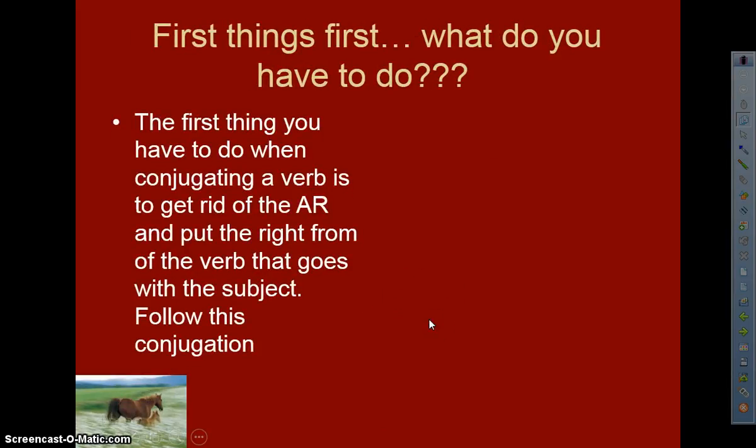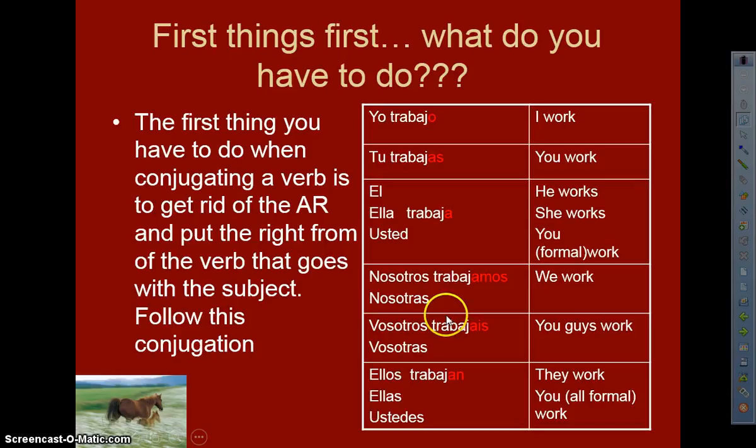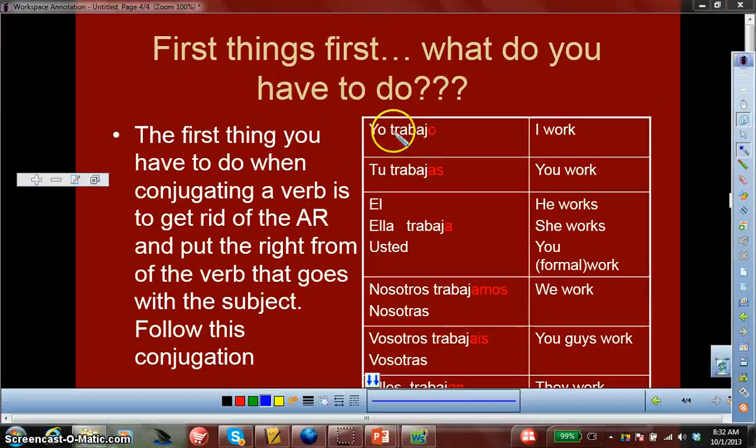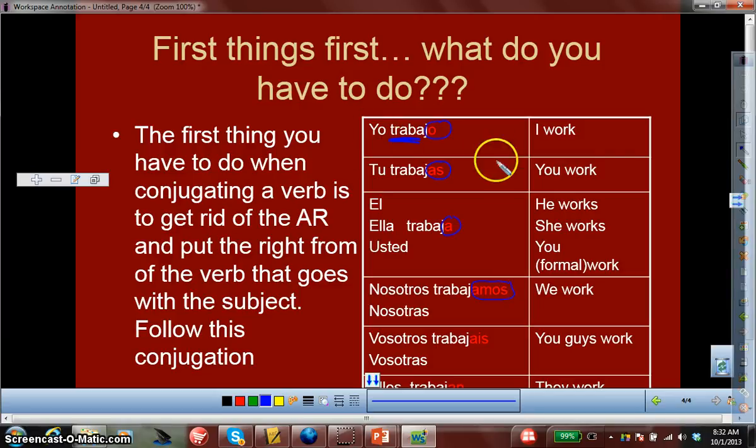Okay, the first thing that you have to do with conjugating a verb is to get rid of the AR, the ending part, right? And here's how the conjugation goes. Remember, this is going to be the part of the verb, the stem or root that does not change, and the AR will change every time. Make sure you write this conjugation down. For yo, I work, trabajar is your infinitive.